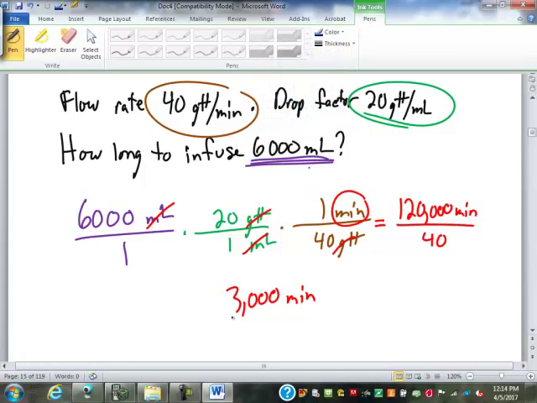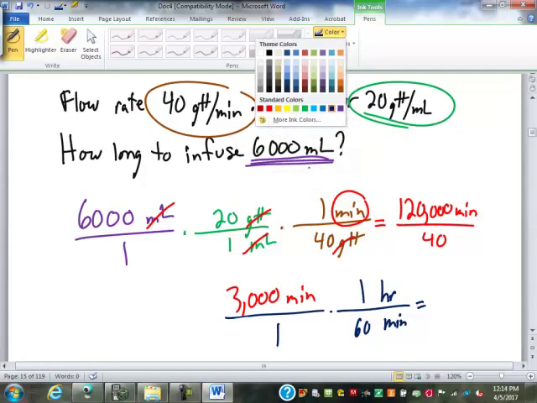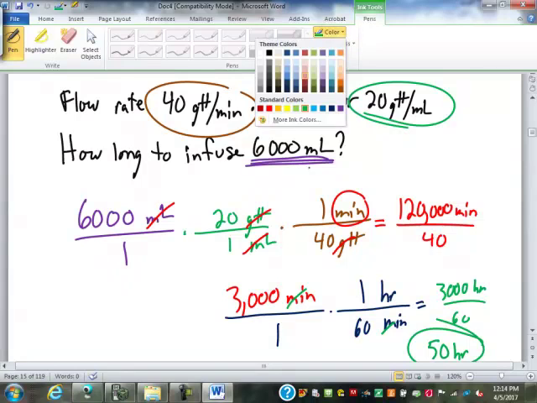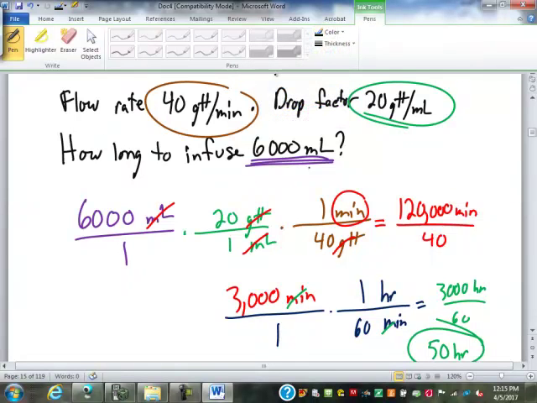Let's convert that into hours. One hour is 60 minutes. 3,000 minutes, the minutes cancel. We got 3,000 hours over 60. That divides out to be 50 hours. So at that rate, it would take 50 hours to infuse 6,000 milliliters.